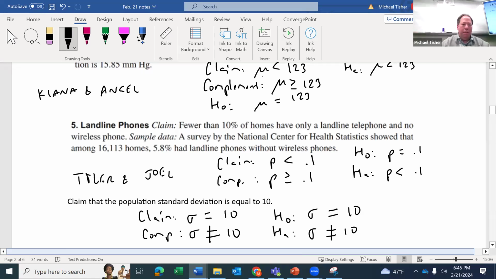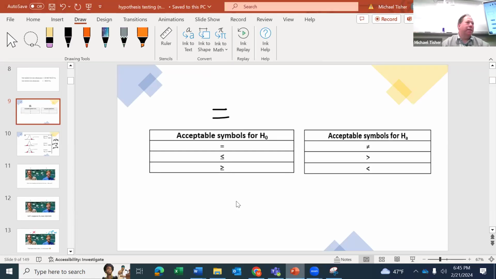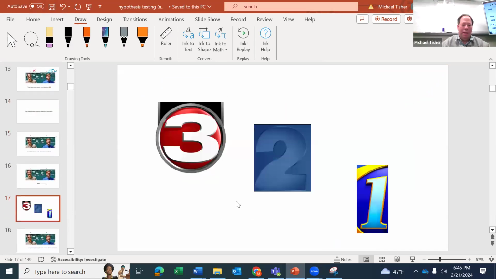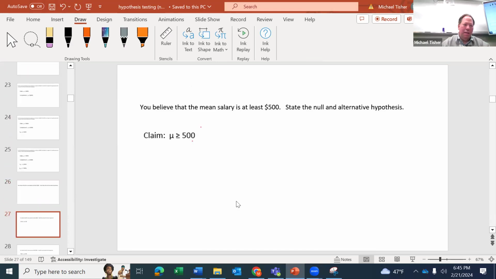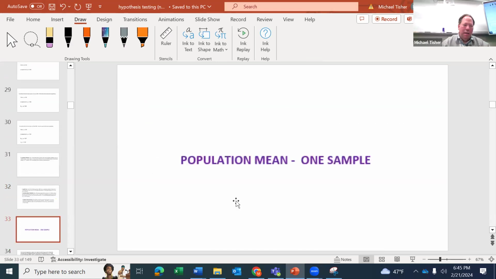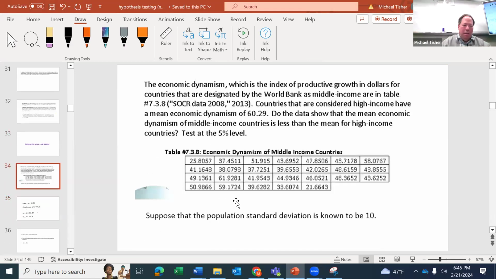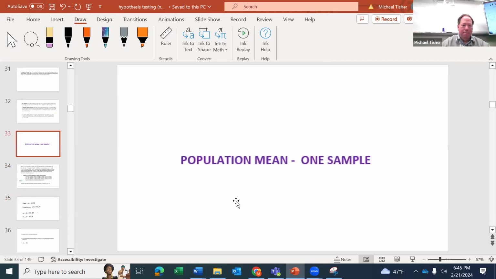All right, let's go over some more terminology in hypothesis testing, and then we'll do some real hypothesis tests. Are you ready? All right, here we go. We're going to start doing hypothesis tests with a population mean, one sample. We'll do more claims about mu, the population mean.